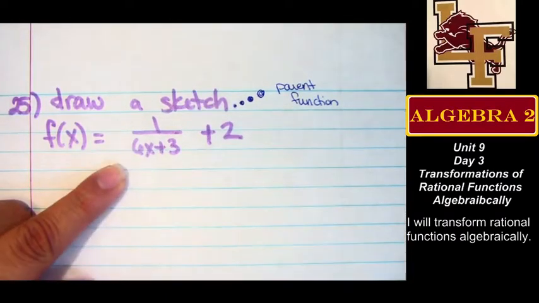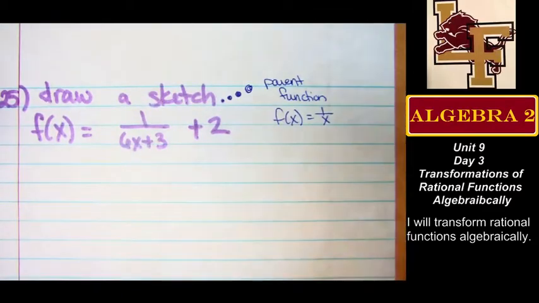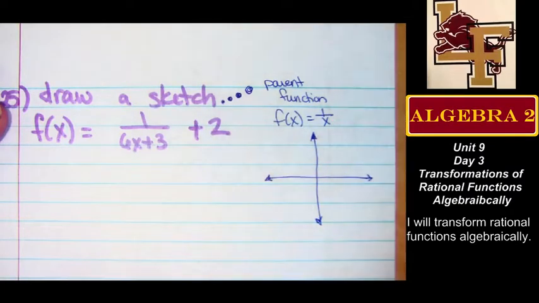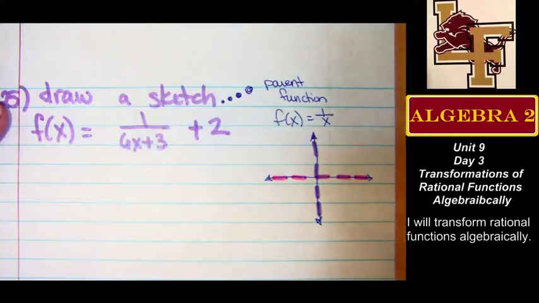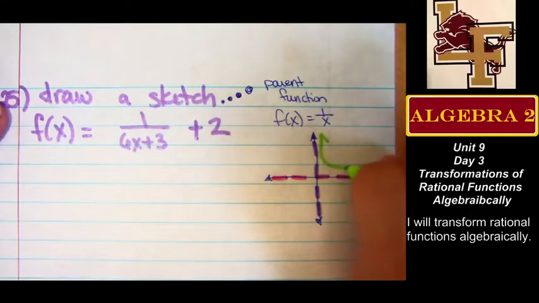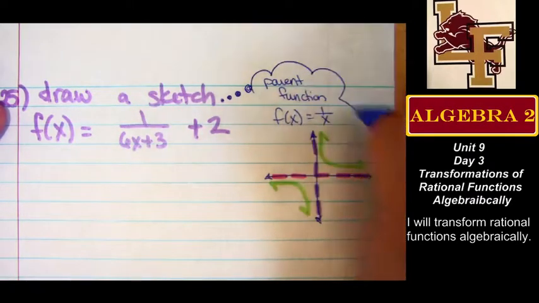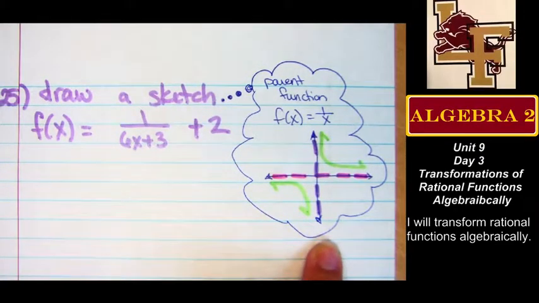This type of function with a fraction variable in the denominator has its parent function as 1 over x. And it looks like this. Vertical asymptote on the y-axis, horizontal asymptote on the x-axis, function here, function here. When we are done graphing this particular item, it's going to look like some sort of shifted, moved around version of this one.